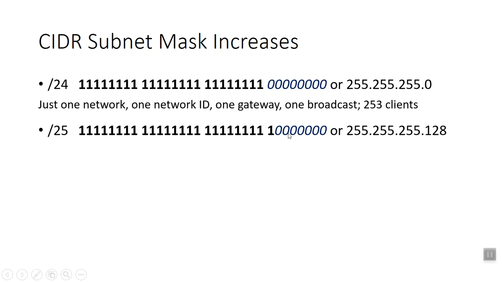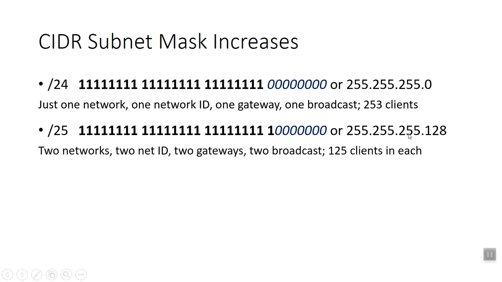That's what the decimal value of 10000000 actually is. But now we have two networks with two network IDs and two gateways and two broadcast addresses, but they can only handle half the number of clients, 125 clients each.